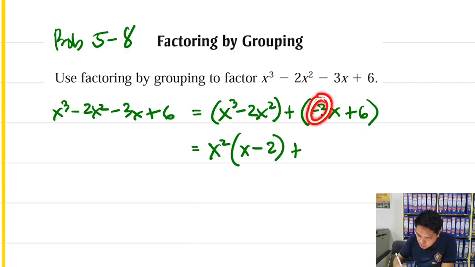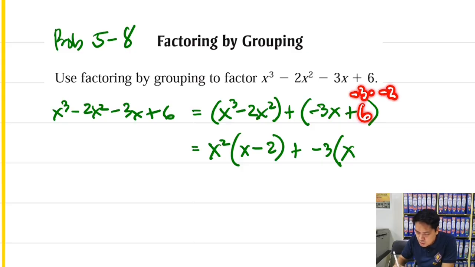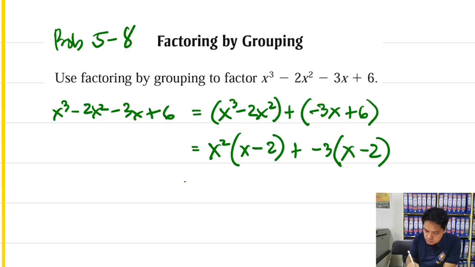Eto, we could factor out negative 3, right? We could factor out negative 3. So, if I take out negative 3, what remains here is positive x. Then, if I take out negative 3 here, remember, positive 6 could be factored out as negative 3 times negative 2. Kasi positive siya, so dapat negative. So, if I take out negative 3, may iwan is negative 2. So, minus negative 2. Okay.